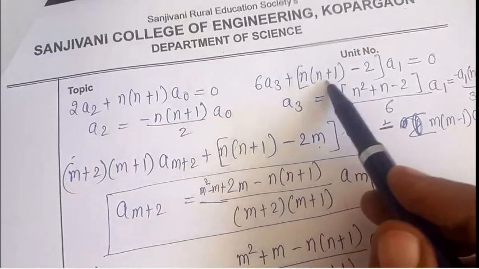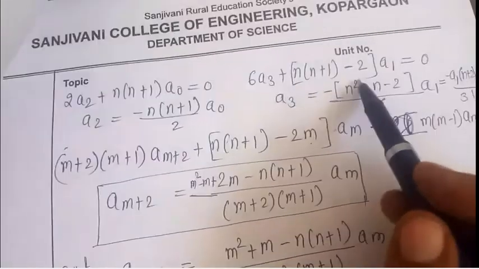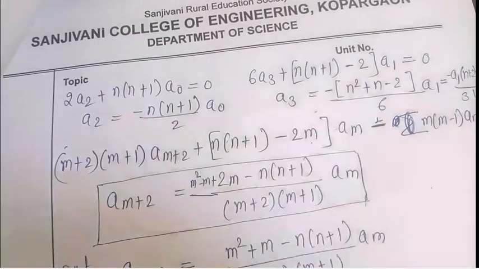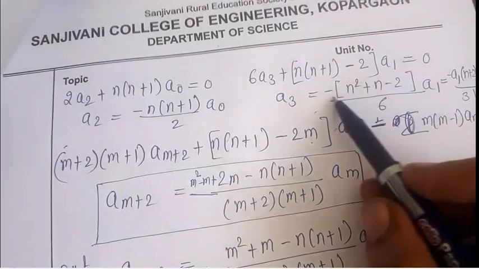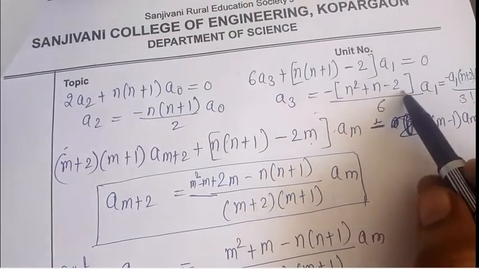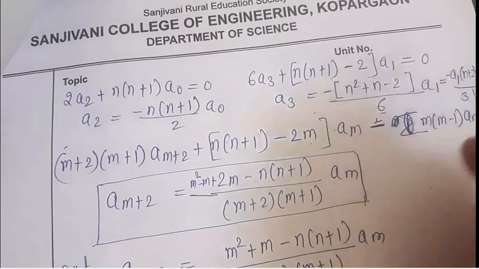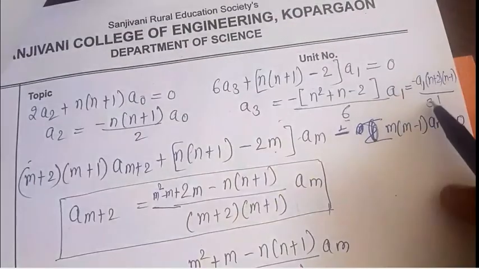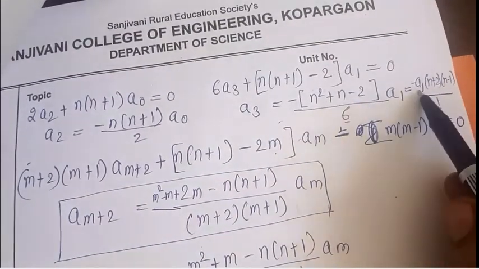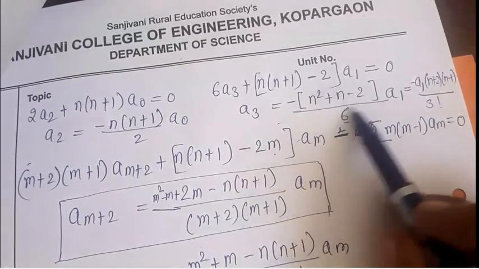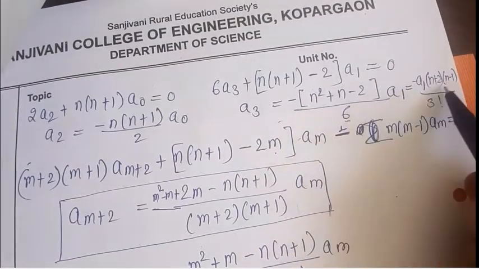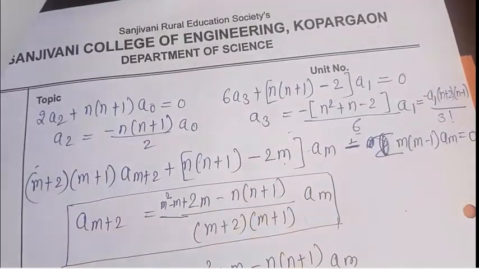Then 6a3 plus n(n+1) minus 2 times a1 is equal to 0. So find a3 in terms of a1, which is minus (n squared plus n minus 2) divided by 6. 6 can be written as 3 factorial, and the factors of n squared plus n minus 2 are n plus 2 and n minus 1.